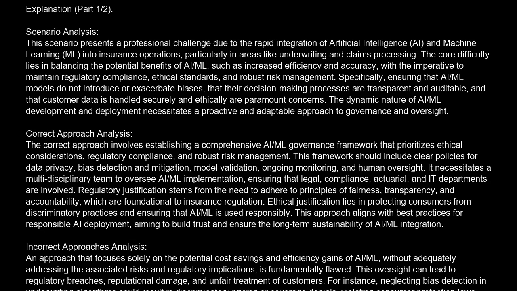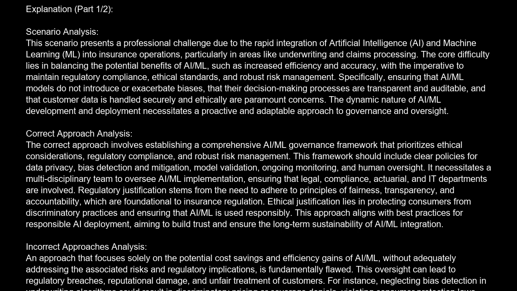The correct answer is D. Prioritizing the rapid deployment of AI/ML solutions based on vendor recommendations to achieve immediate cost savings, with a secondary focus on addressing any compliance issues that may arise post-implementation.